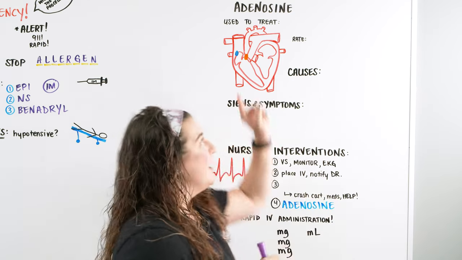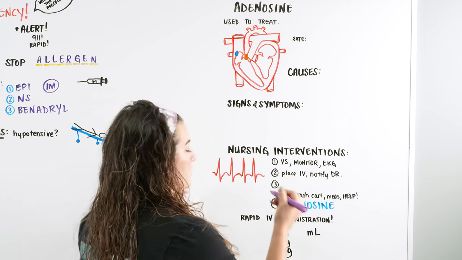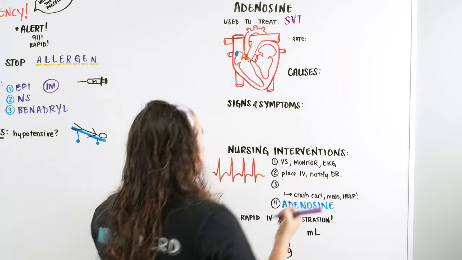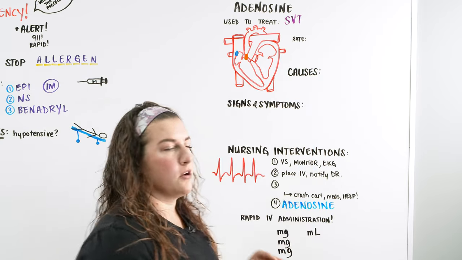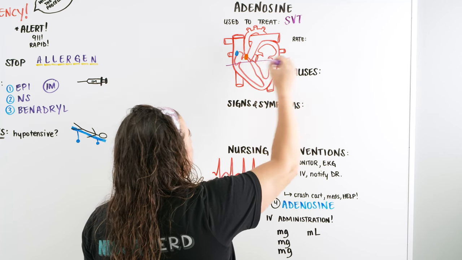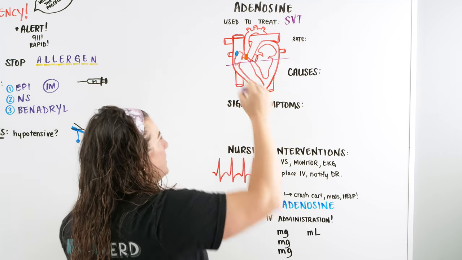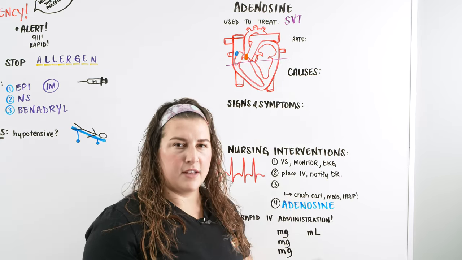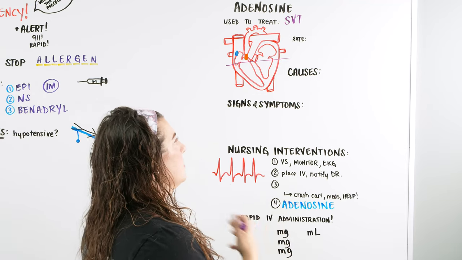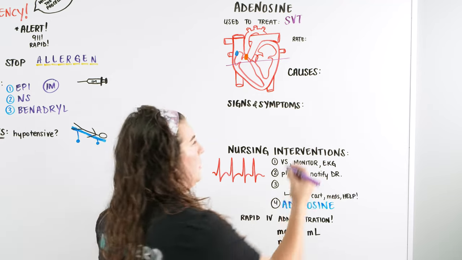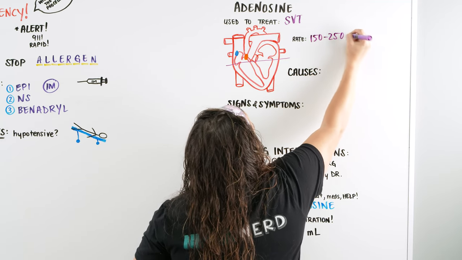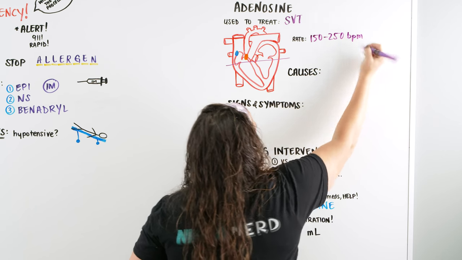So adenosine is a medication that we use to treat supraventricular tachycardia, also known as SVT, right? And when we talk about supraventricular tachycardia, we're talking about anything above the ventricles. So supra, meaning our AV node, our SA node, something's going on and it's causing this arrhythmia to occur. Now, when we talk about SVT, heart rate's going to be going really, really fast, anywhere between 150 to 250 beats per minute. Some books even say 300.